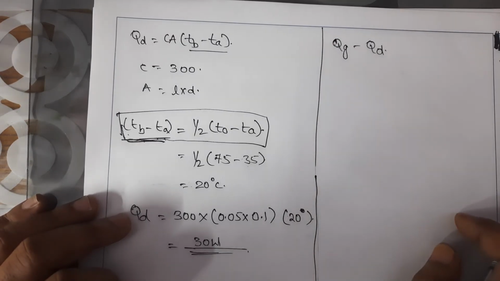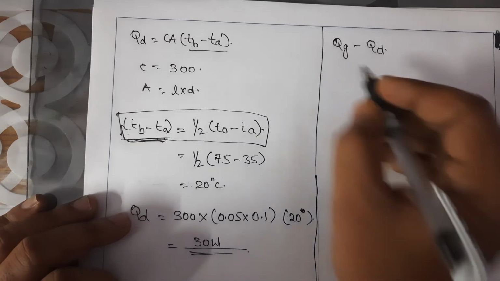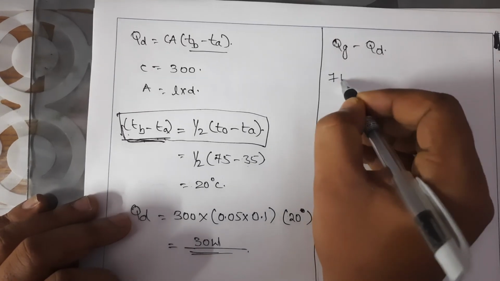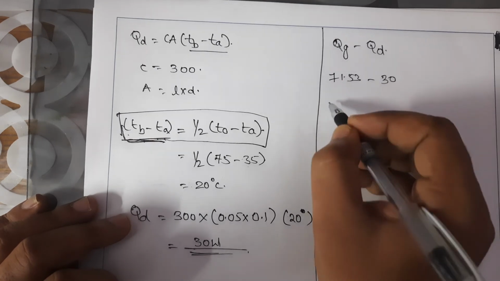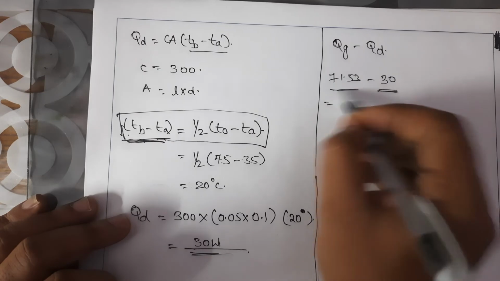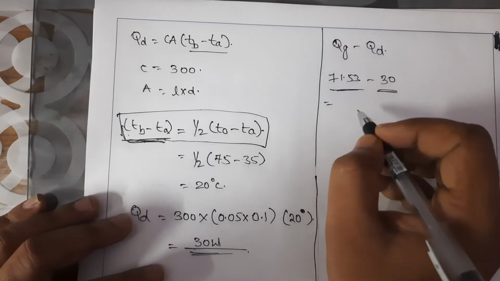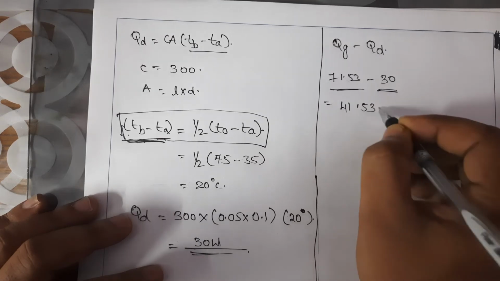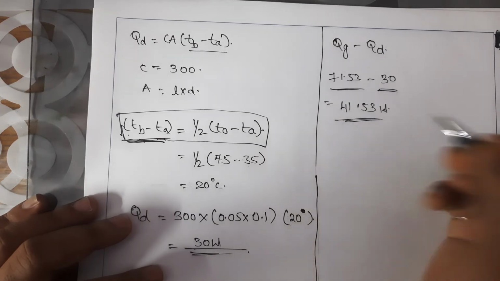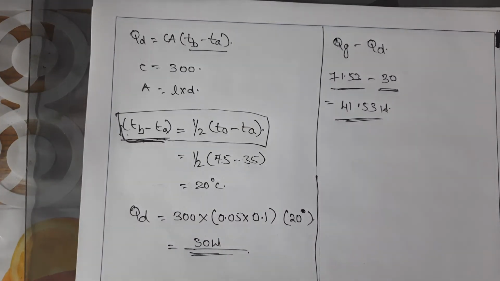Qg I have got an answer of 71.53 and Qd, the heat dissipated, I have got 30. So the value will be 41.53. This will be the heat that we have to remove, that is, the amount of artificial cooling required is equal to 41.43. We have solved the first question that is given in the problem.